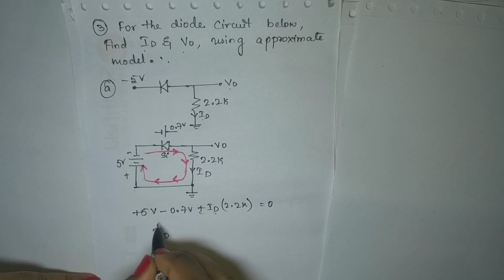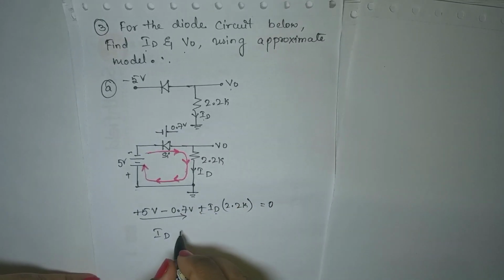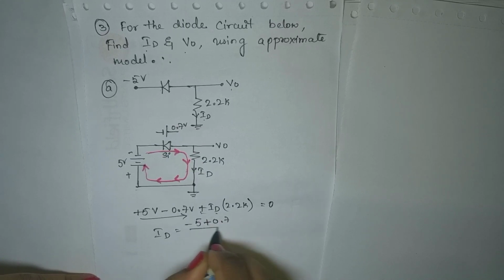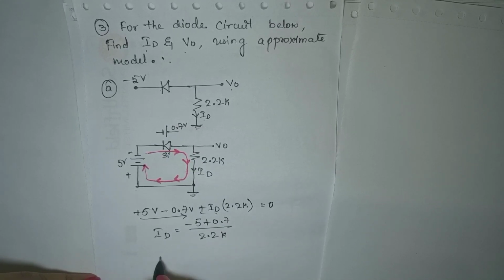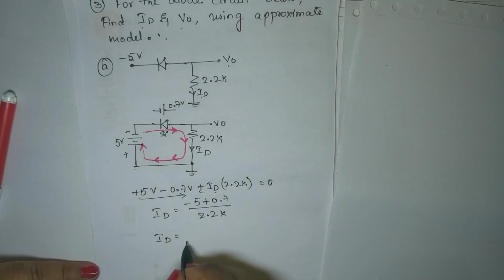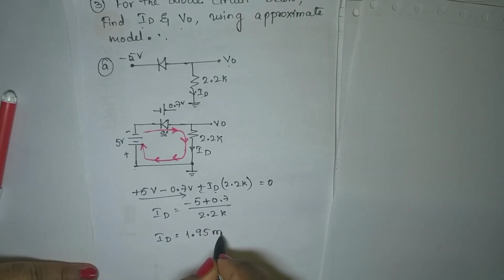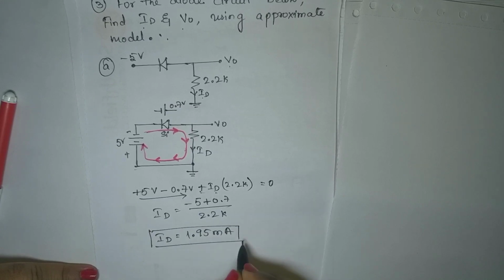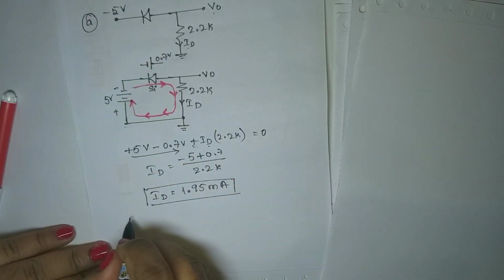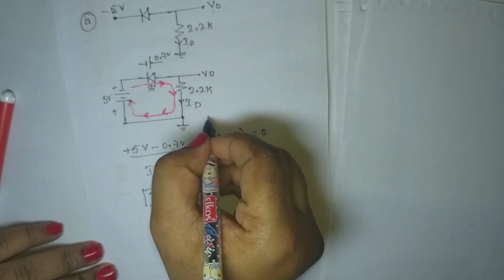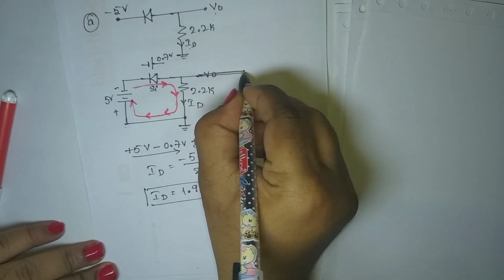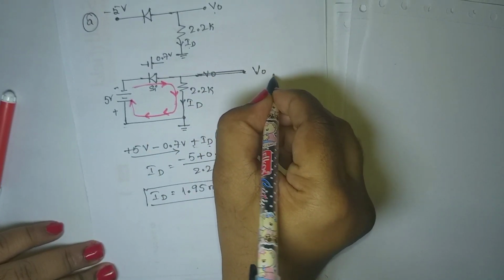I need ID. Push this to the right hand side. It becomes (5 minus 5 plus 0.7) divided by 2.2K. So ID value will be equal to 1.95 milliamps. Okay. The next part is V naught. To find V naught, I just need this part of the circuit. I'll just extend this. Here it is V naught.